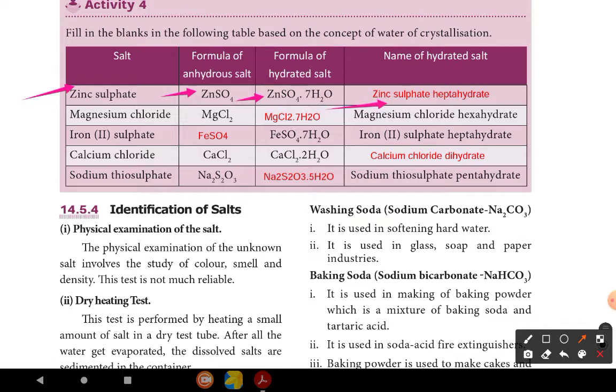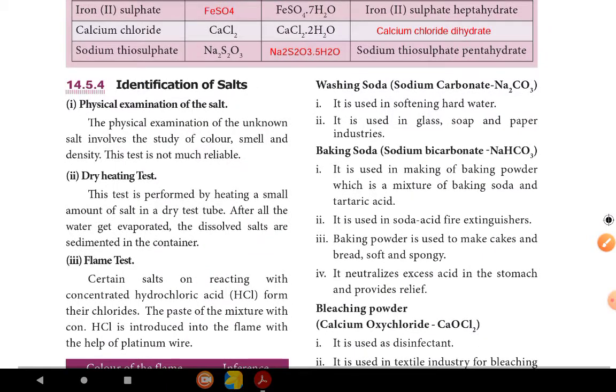What is the name, children? Zinc sulfate hepta. Hepta stands for 7. Heptahydrate means what? 7 molecules of water. Okay, same way for other things also. Just have a look at it, children. Let's go on. Then you have the identification of salts.